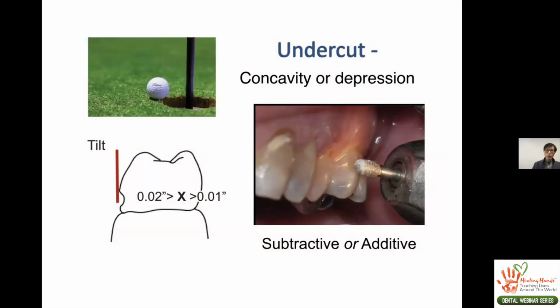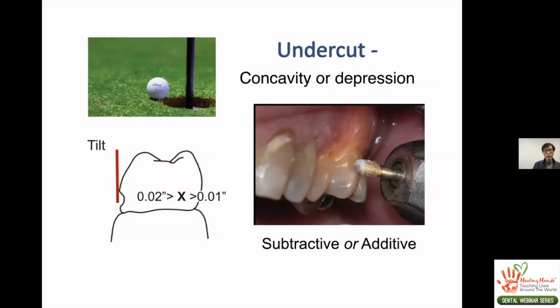I don't play golf, but some of you may play golf. If you look at the surface of a golf ball, there are a lot of dimples. I looked at the depth of the dimples. The depth is about 0.01 inch, which is 0.25 millimeter, which is the recommended depth of undercut by the textbook.